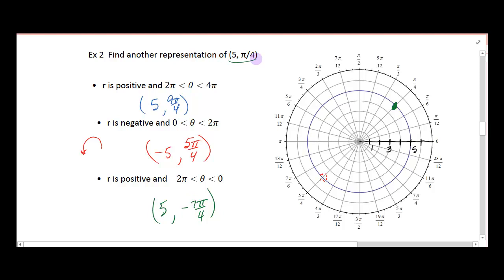So you can see that there are multiple ways to represent the point. These are just 3 different ways that we can do it.